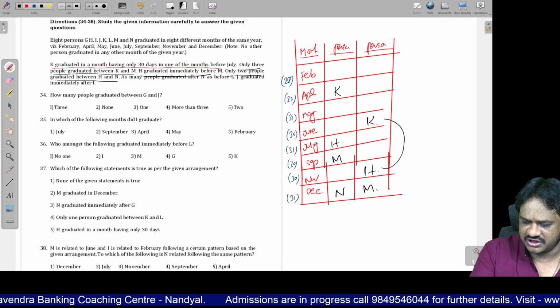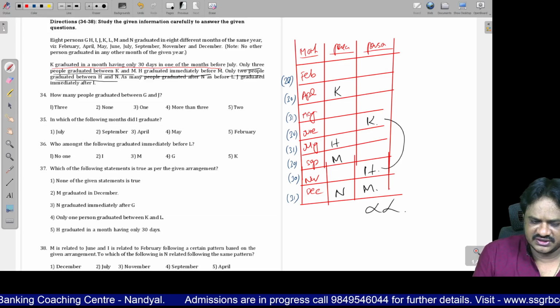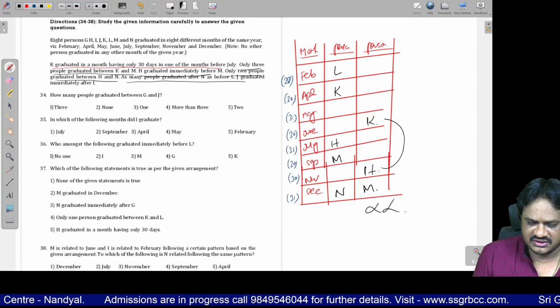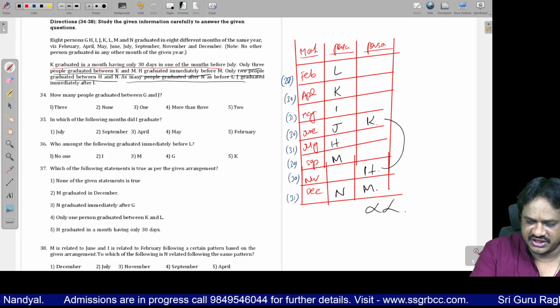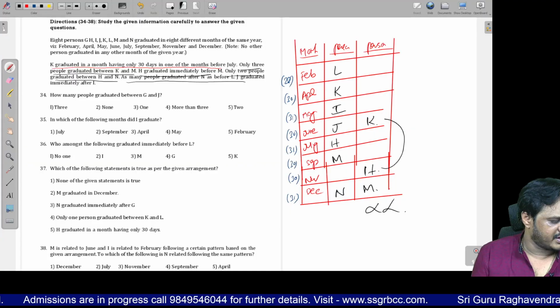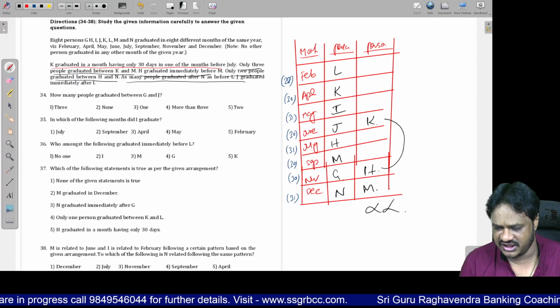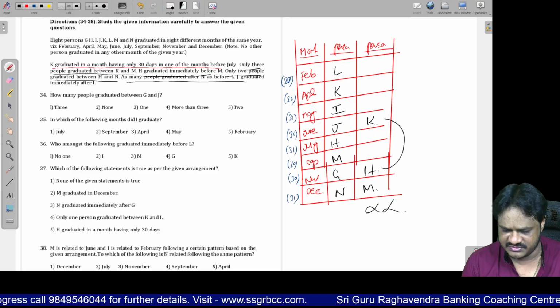Now this is not possible in the second case. Next, as many people graduated before N as after L. J graduated immediately after I. Now we are left with only one person, that is G. So the correct order is L, K, I, J, H, M, G, N.